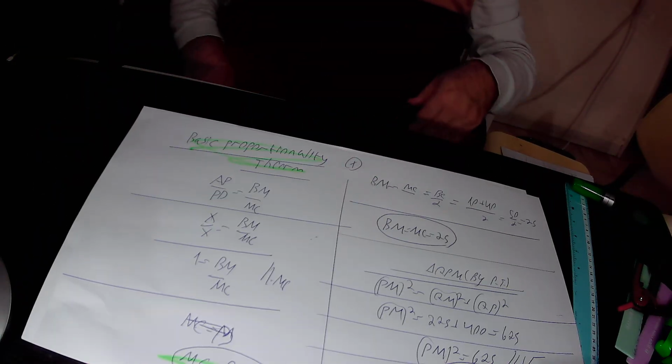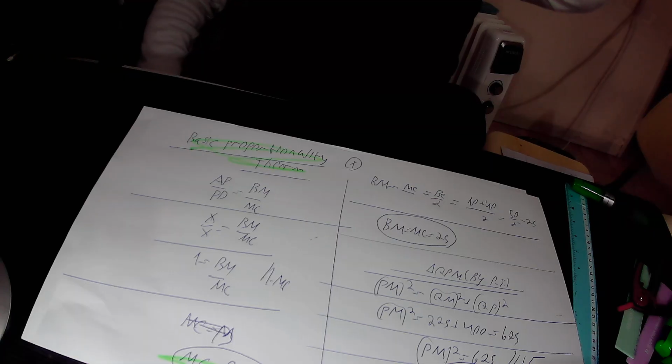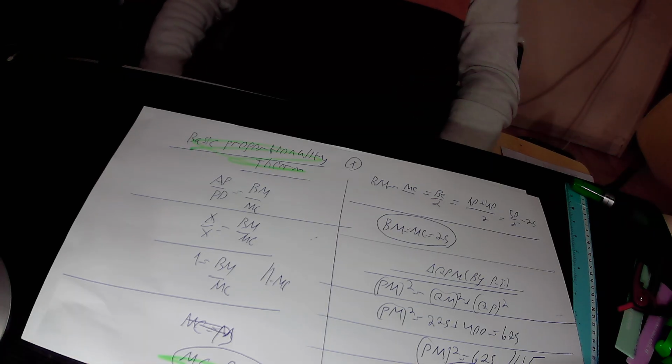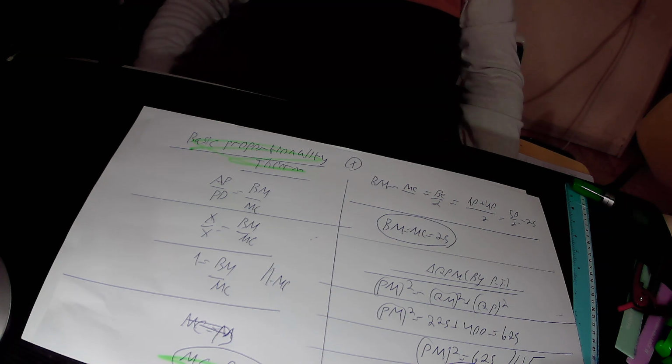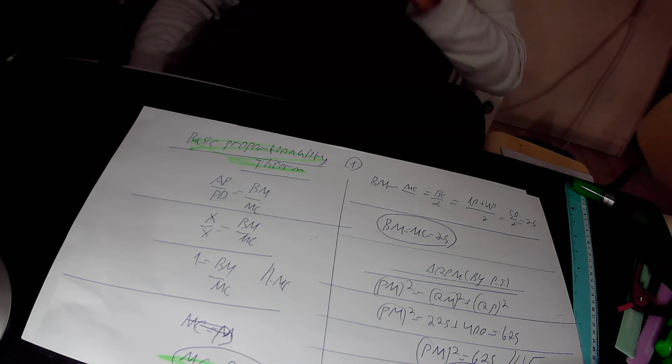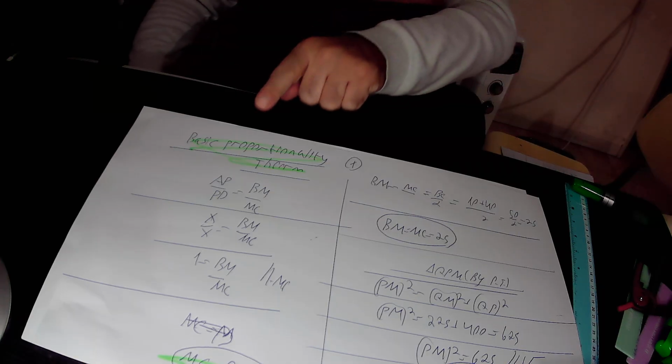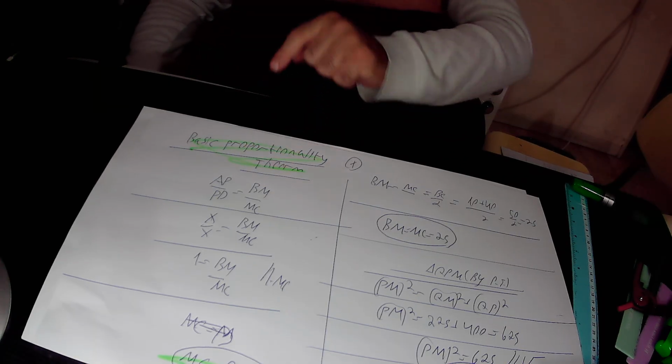According to the basic proportionality theorem, whenever you have three or more line segments that are parallel to each other, and two other line segments that connect the three parallel lines together, a special relationship exists between the two connecting line segments. The relationship is as follows: AP over PD equals BM over MC.